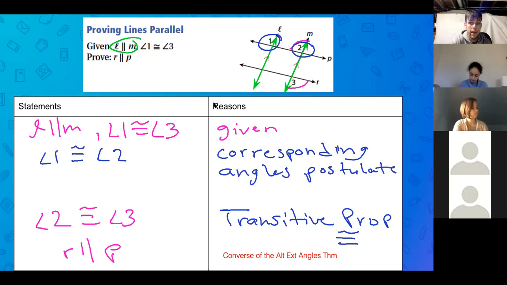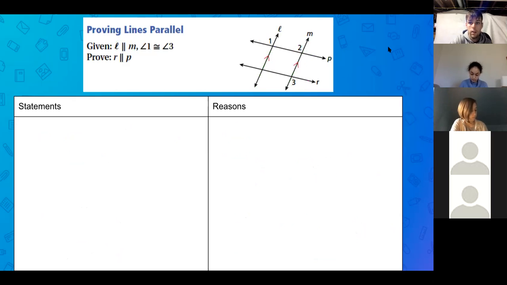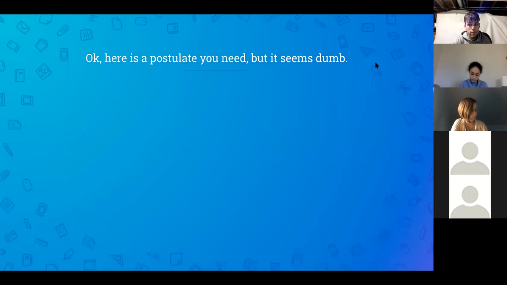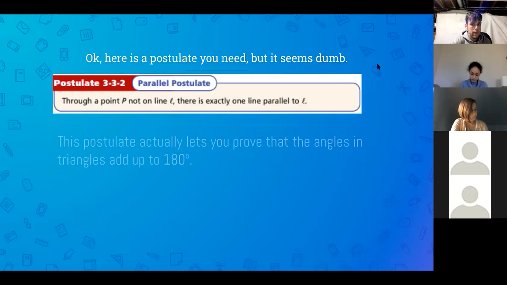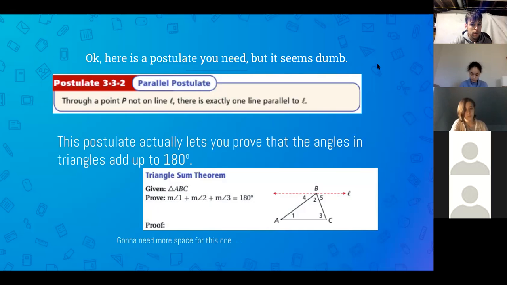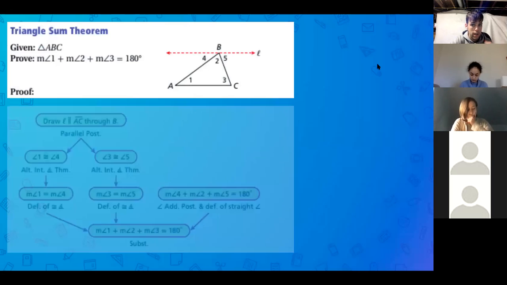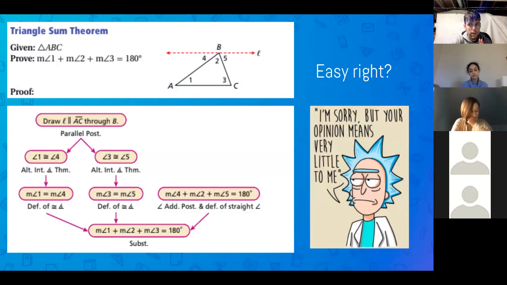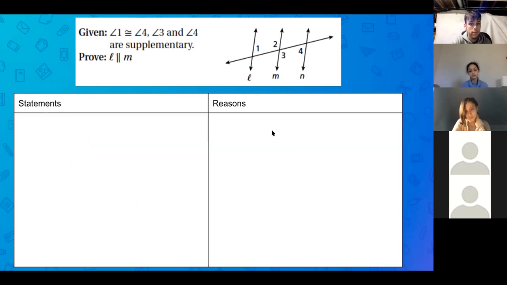Let me go ahead and clear what I have. We'll go to that example. We'll come back to this in a minute. I don't actually want to do this one right now. It's a great proof. We will go over it here tomorrow. Okay.